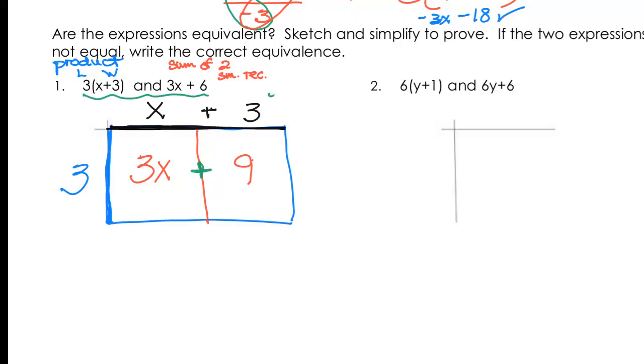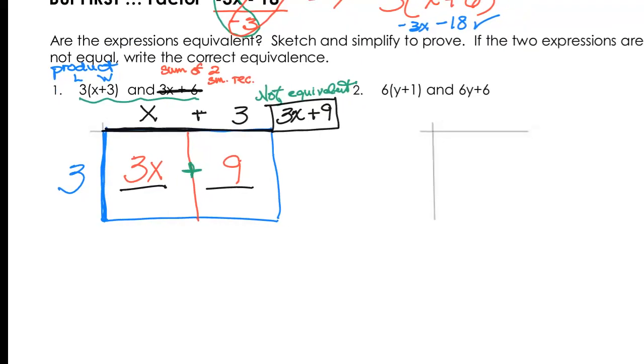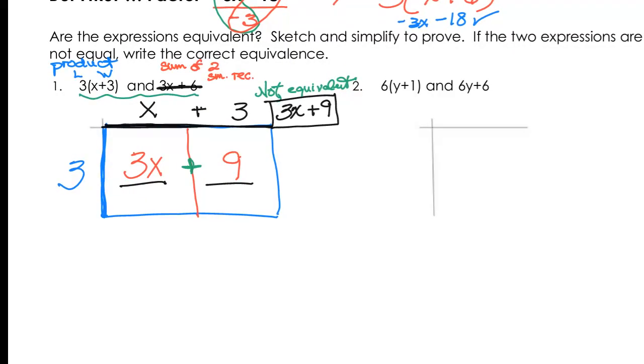No, they are not. So I would need to rewrite, it says write the correct equivalence. So I would say the correct equivalence is 3x plus 9. They're not equivalent. The equivalent answer is 3x plus 9. Let's put not equivalent. Questions on that? So you are having to draw the sketch now. And they're off to the races. Questions on that?